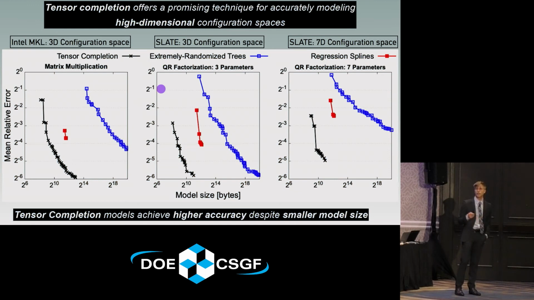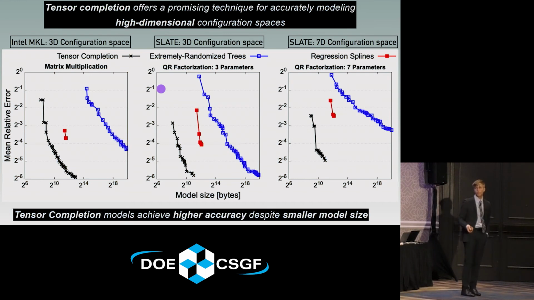So we already saw some results, and now these results differ because I vary the model size. So we look at the most accurate machine learning method that I tried, which is extremely randomized trees, and then also regression splines. And I should mention that the purple dot reflects the linear regression model we solved earlier, which has a very high relative error. The black line reflects our method, and what we see is that our methods are significantly more accurate relative to the model size, and also even for matrix multiplication, so Intel MKL's gemm routine.